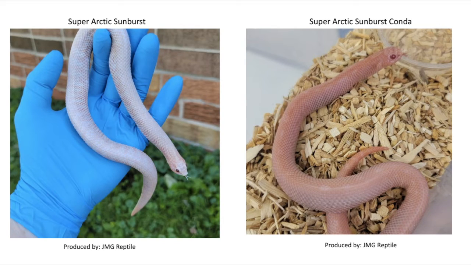And here are some examples of a super Arctic Sunburst. It takes away a lot of the oranges, and you're kind of left with a pink colored snake. So we have a super Arctic Sunburst as well as a super Arctic Sunburst conda. And when they're born, you can barely see the saddles.